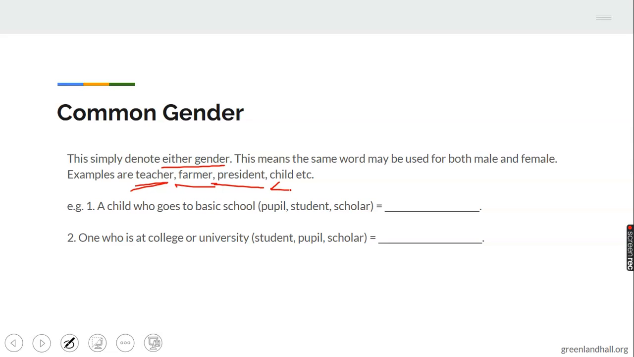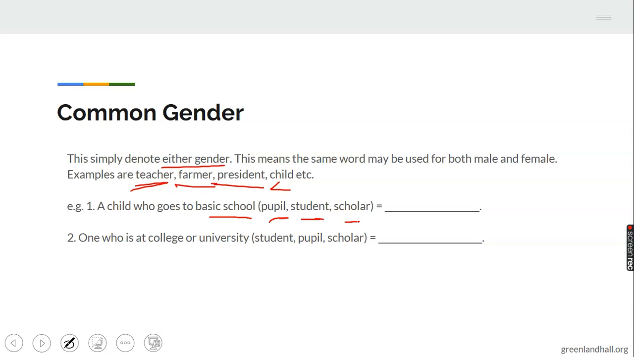Look at number one. A child who goes to basic school. What do we call such a person? Basic school is primary school, the one you go to before you get into college or university. So basic school is primary school. What do we call a child who goes to basic school? Is it pupil or student or scholar? Which of the three?